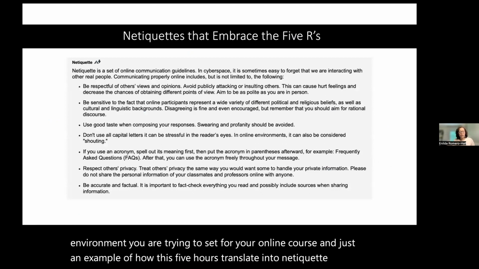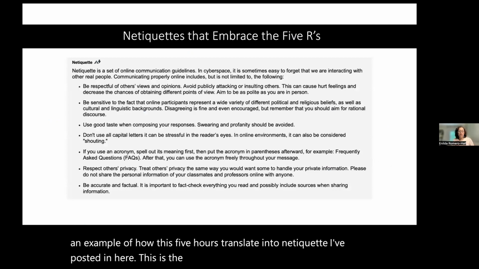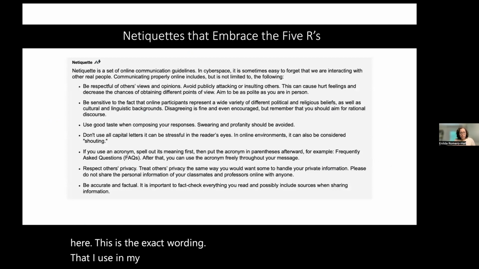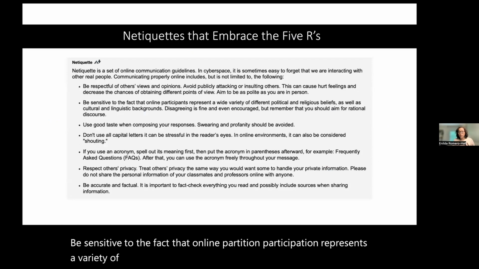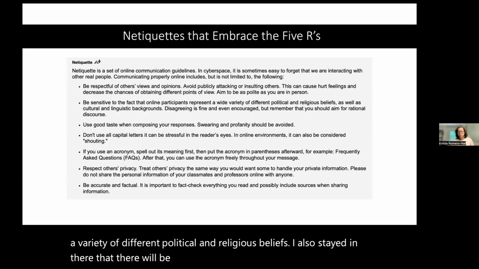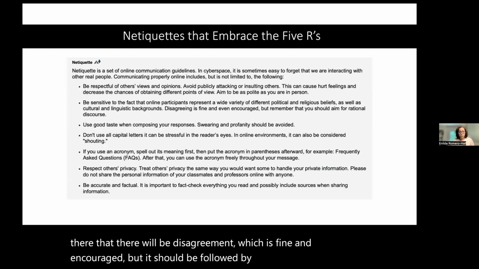I've posted in here, this is the exact wording that I use in my courses. Be respectful of others' views and opinions. Be sensitive to the fact that online participation represents a variety of different political and religious beliefs. I also state in there that there will be disagreement, which is fine and encouraged, but it should be followed by rational discourse.